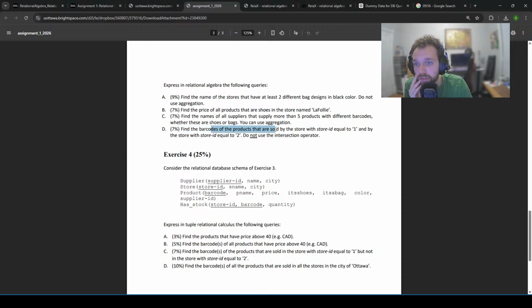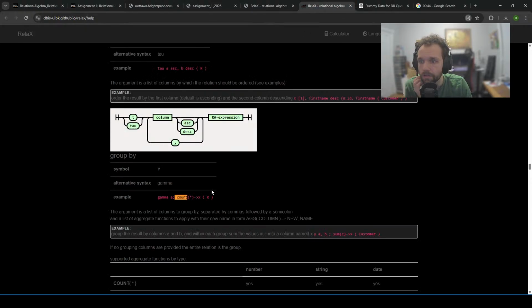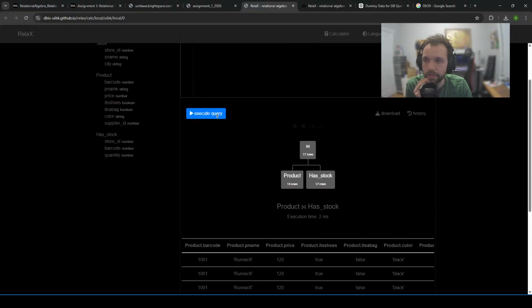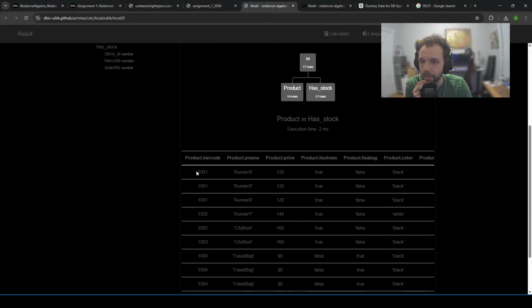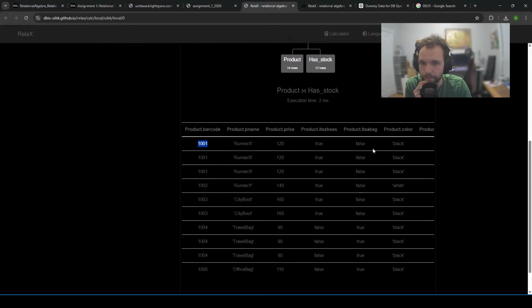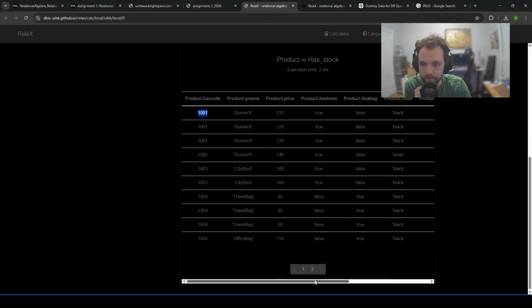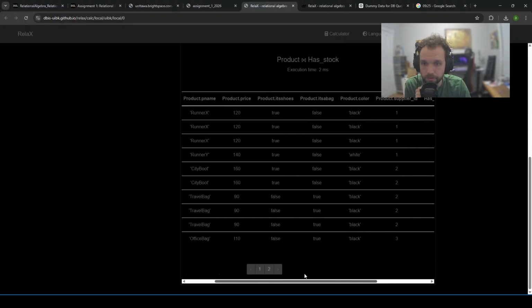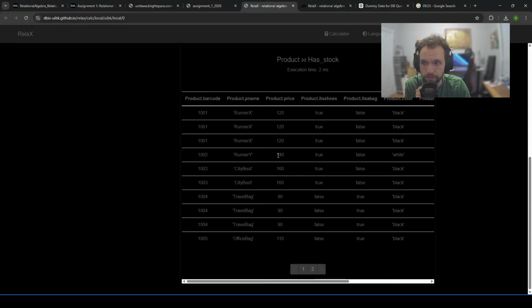Barcodes of the products that are sold by the store with the store ID equal to 1 and by the store equal to 2. So I need to go through this here, and I have to say, okay, if we have a barcode here, and the store ID is equal to 1 and is equal to 2, then boom, we return that.